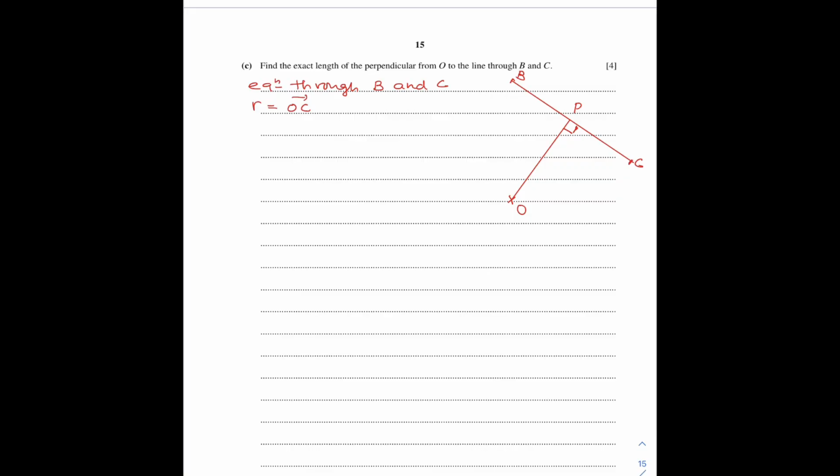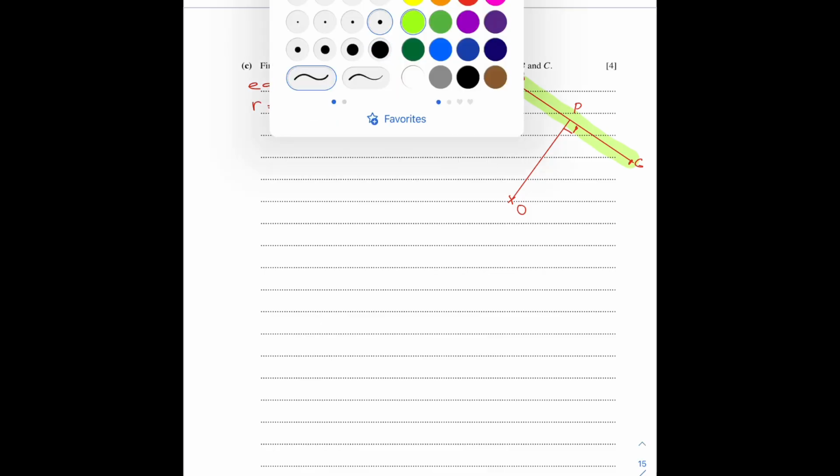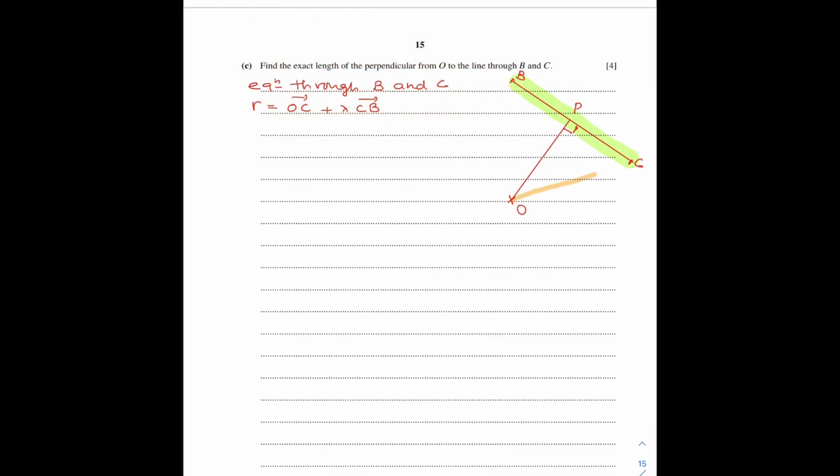So I can write the equation through B and C, which is r equals OC plus lambda times CB. That's the general point on line BC. Any point. P can be anywhere on the line.